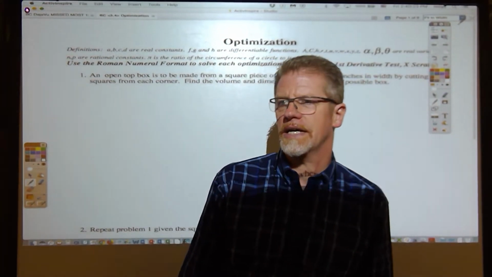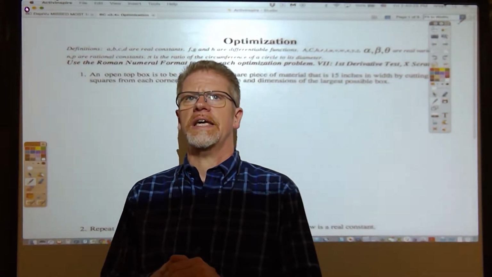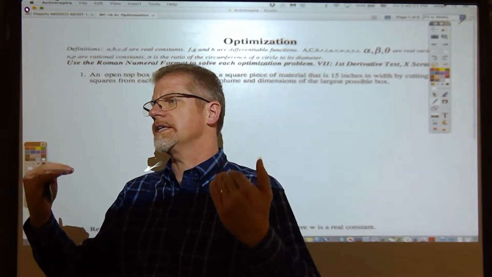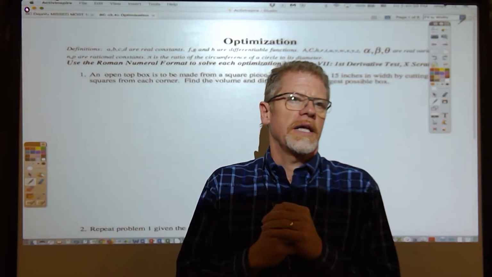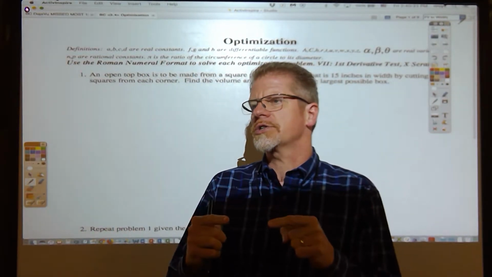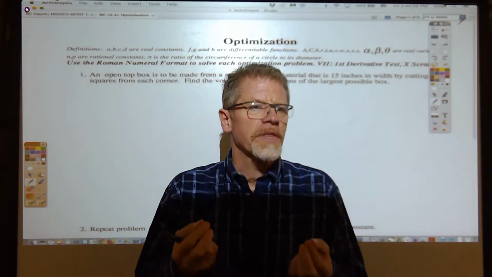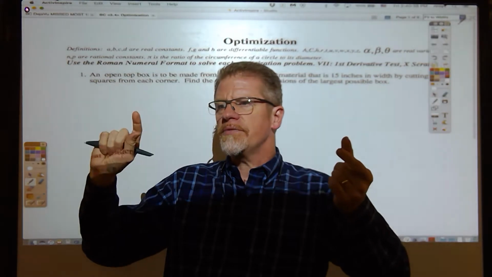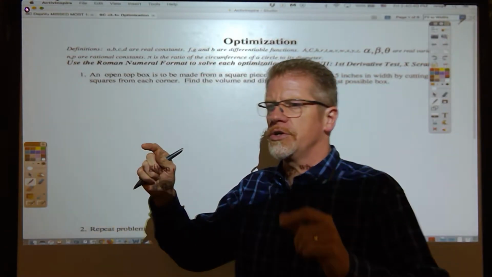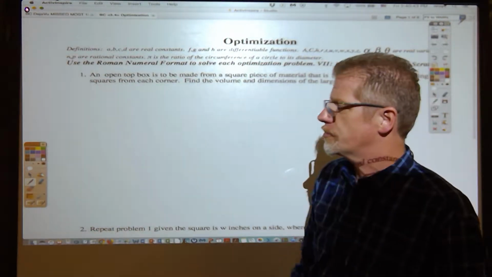Welcome to AP Calculus. We're doing optimization today, and we need to do one key example. Good news. It's a Roman numeral structure. Since you already know the Roman numeral structure for related rates, this is going to be just a little bit of a tweak to the Roman numeral structure to get optimization problems.